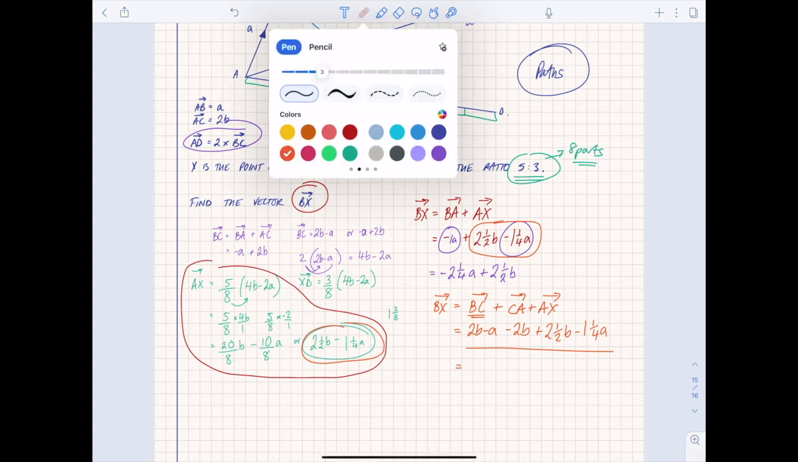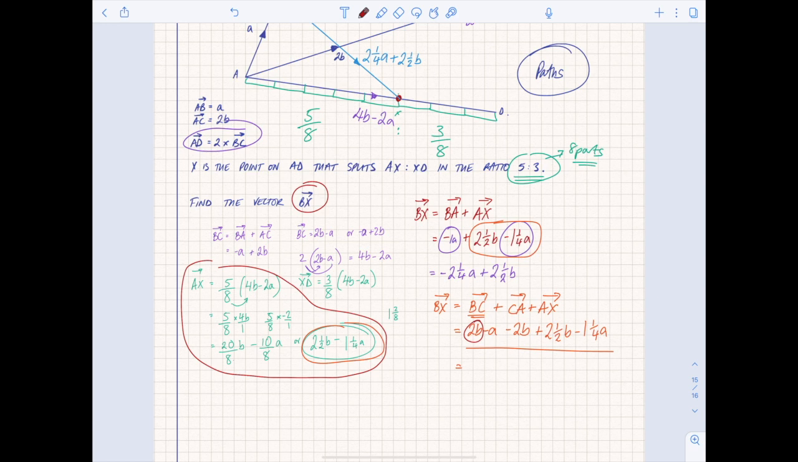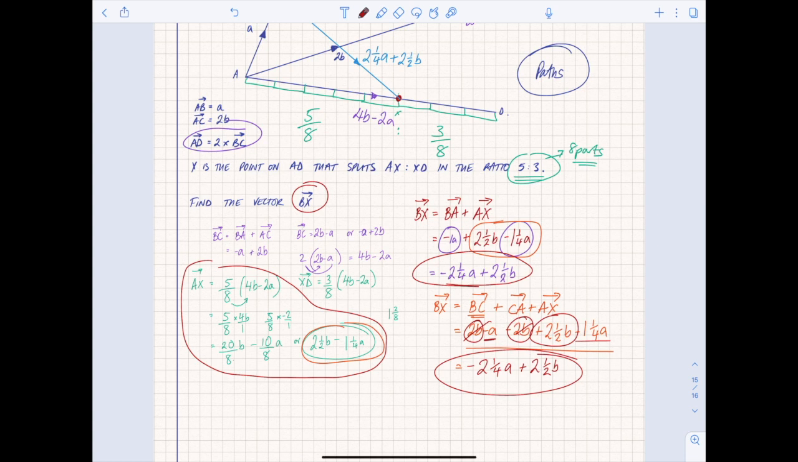So collecting like terms, I've got 2b minus 2b, so they cancel out. Minus a minus 1 1/4 a is exactly the same as what I had up here. So that gives me minus 2 1/4 a. And then there's no other b's involved, so plus 2.5b. So you can see that when I follow that route that I've just done, I end up with exactly the same answer as I got there. You could also write that as 2.5b minus 2.25a if you want to keep it a bit tidier, a bit neater, because you've got the negative part coming second.